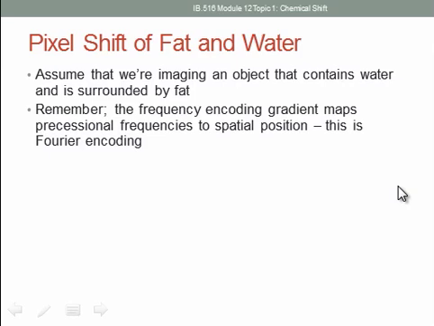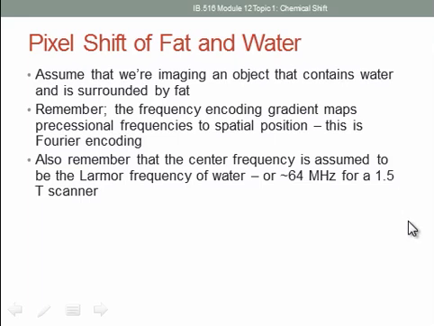So let's assume we're imaging an object that contains water and is surrounded by fat. I want to begin to talk about this pixel shift of fat and water by talking about frequency encoding, because the frequency encoding gradient, remember, maps the precessional frequencies to spatial position. And if you remember, this is called Fourier encoding. And also the center frequency of the magnet is at the Larmor frequency of water, which is about 64 megahertz for a 1.5 T scanner.